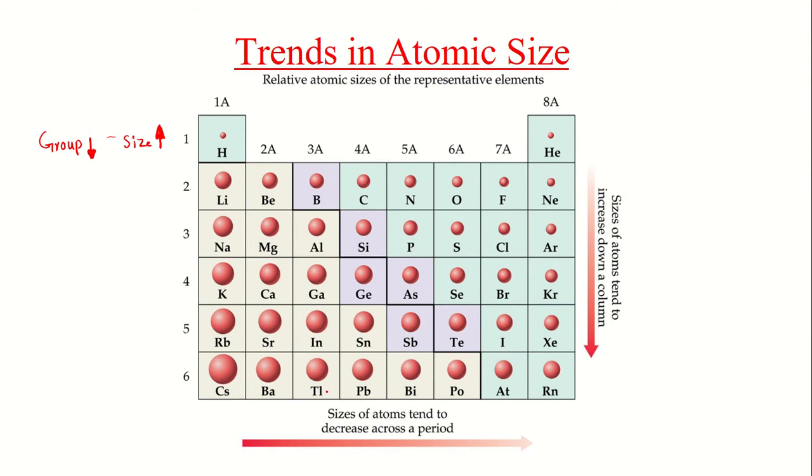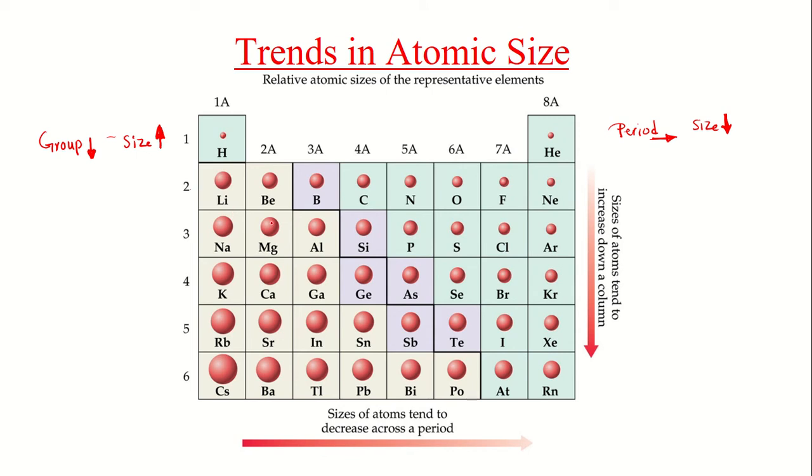How about if we are going to compare elements placed in one period? Look at these elements in period number 2. As you see here, the trend is like this one. Size decreases across the period. So I'm going to write it here. If we have elements in one period, if we move from left to right, size decreases. So size decreases if we move from left to right in the periodic table.